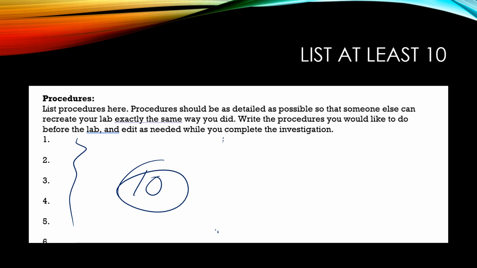List procedures here. Procedures should be as detailed as possible so that someone else can recreate your lab exactly the same way you did. Write the procedures you would like to do before the lab and edit as needed while you complete the investigation. So before you do the experiment, before you do the lab, you need to list your plan of action. That's what this is. So your procedures are your intended plan for how you're going to carry this out.